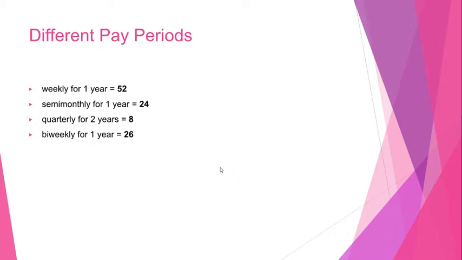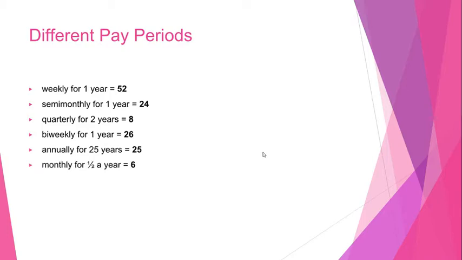Bi-weekly for a year. Bi-weekly means every 2 weeks. So there are 52 weeks in a year, so divide by 2, since we're getting paid every 2 weeks, is 26. So bi-weekly there are 26 in a year. Annually for 25 years. Annually means that you get paid once a year, so if you're getting paid once a year for 25 years, that's 25 pay periods.